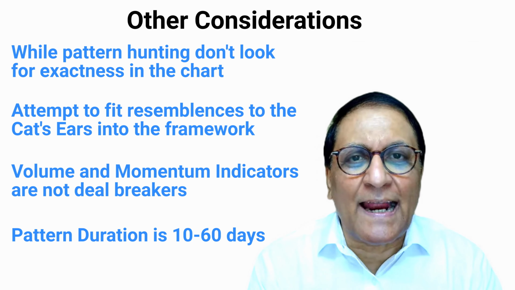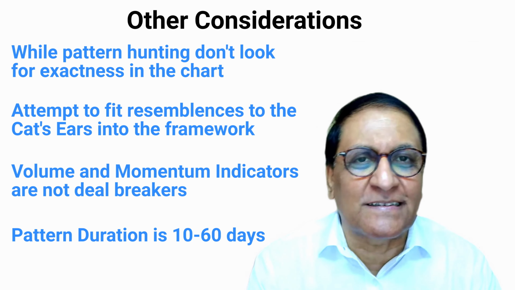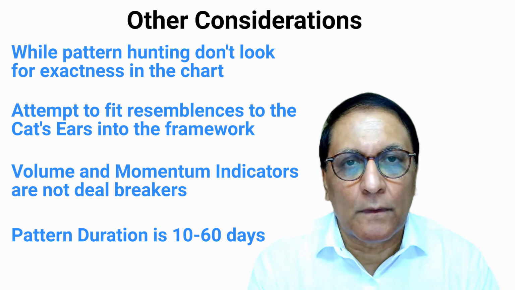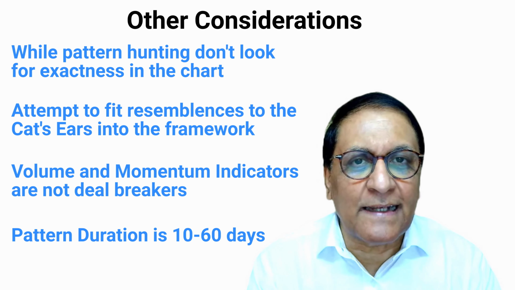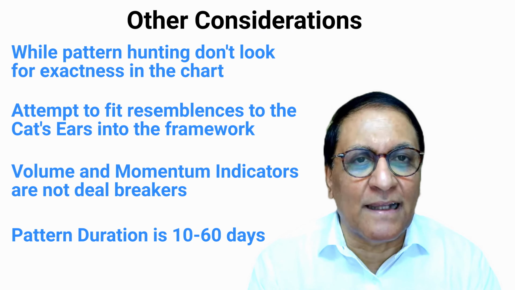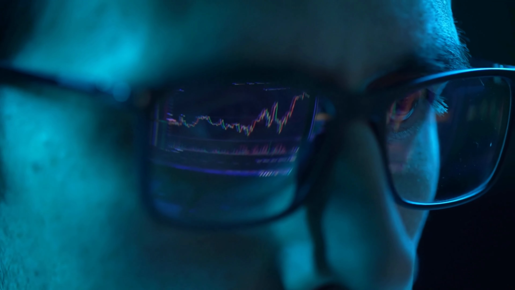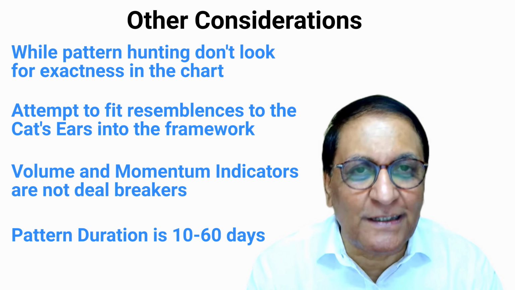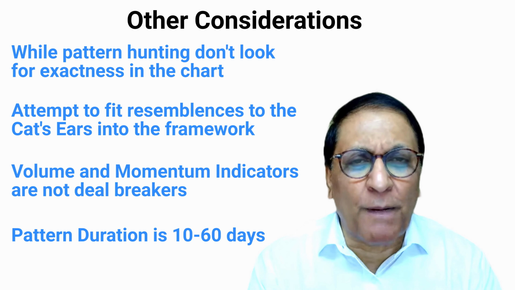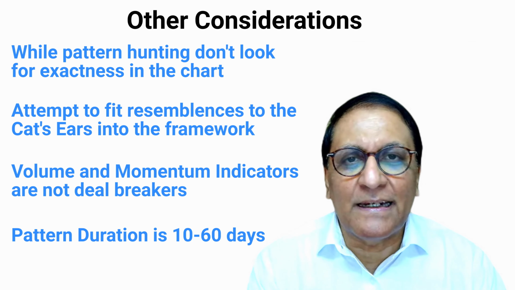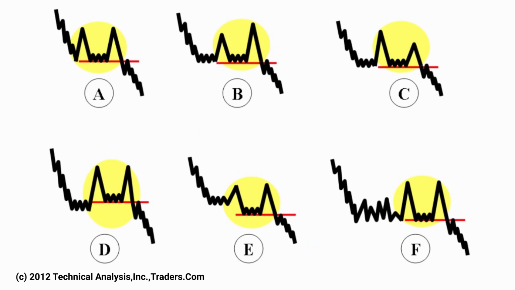The duration of the cat's ears pattern is generally 10 to 60 days, and it is best exploitable by bearish swing traders. The key thing is that in cat's ears, like all price patterns, the beauty of the pattern lies in the eyes of the beholder. And therefore, these patterns are best determined and traded with visual inspection. There are a lot of pattern determining programs, but they are no match for the human brain in discerning chart patterns. These are variations of the pattern.